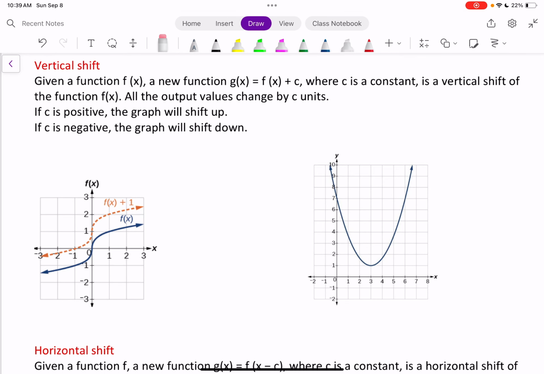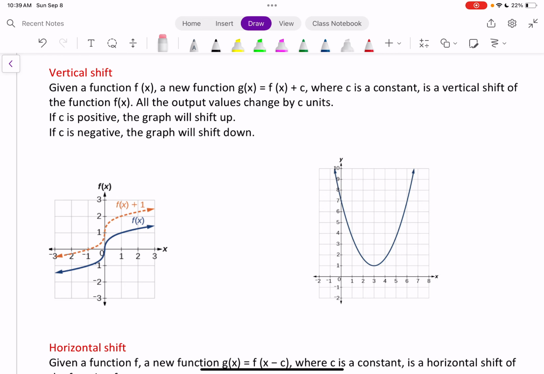Given a function f of x, a new function, say g of x, is f of x plus c. So what happens if you add a number to your function? What does that do to the graph of it? If you add a positive value, the graph will shift up. If you add a negative value, in other words, you subtract, the graph will shift down.